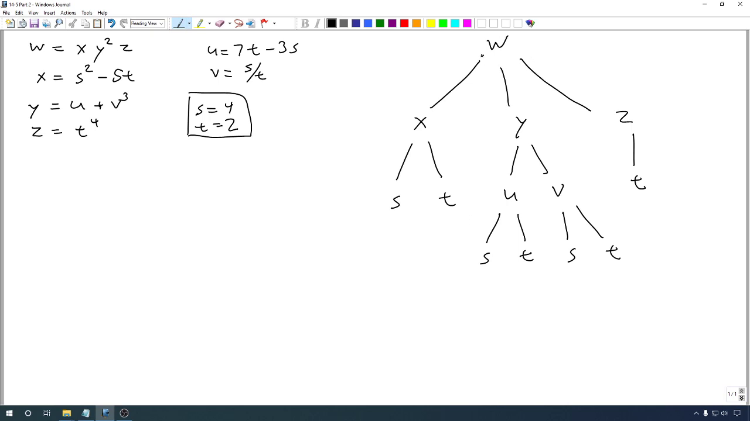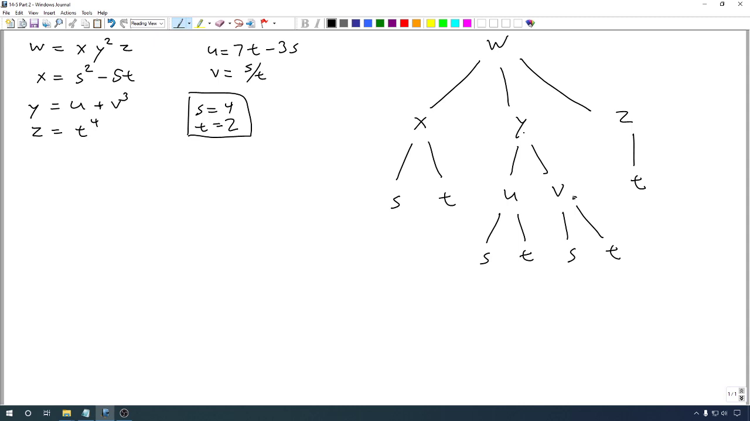So to get from w to s, we have actually 3 routes. We can go from w to x to s. We can go w to y to u to s. Then we can go w to y to v to s. Those are 3 different routes, and each one of those is going to give us another term in our chain rule. For t, we have pretty much the same initial 3. We have w x t, w y u t, w y v t, but then we also have w z t.